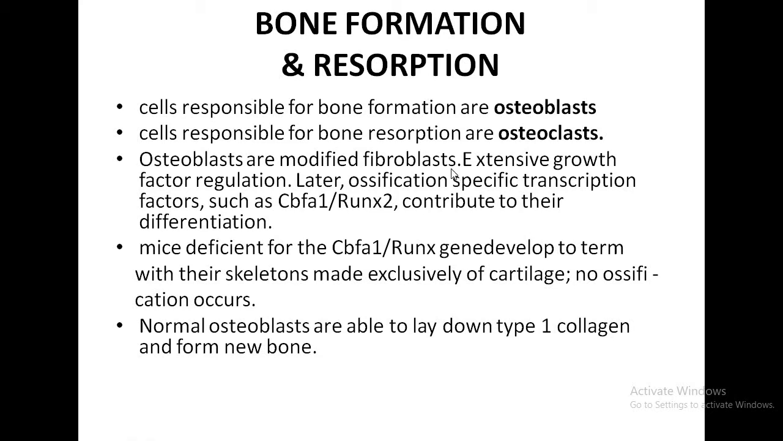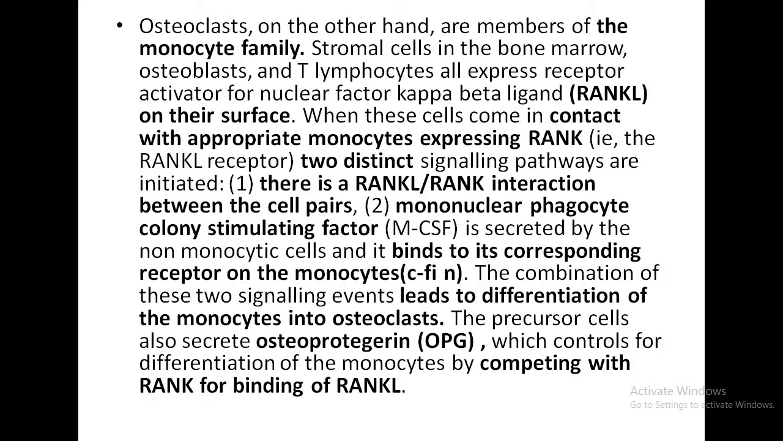So osteoblasts are responsible for bone formation, clasts are responsible for bone resorption. Osteoblasts are modified fibroblasts, and RUNX2 contributes to differentiation. If you don't have the RUNX2 gene, the skeletons will be entirely made of cartilage. There will be no ossification, and osteoblasts usually lay down type 1 collagen and form new bone. But osteoclasts are members of the monocyte family.